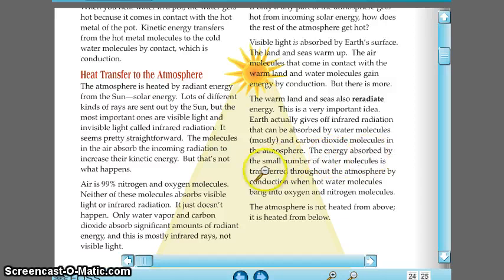The energy is absorbed in small numbers by the water molecules and transferred throughout the atmosphere by conduction when hot water molecules bang into oxygen and nitrogen molecules. The atmosphere is not heated from above, but it's heated from below, and that's an important thing. And they have a little diagram with this.